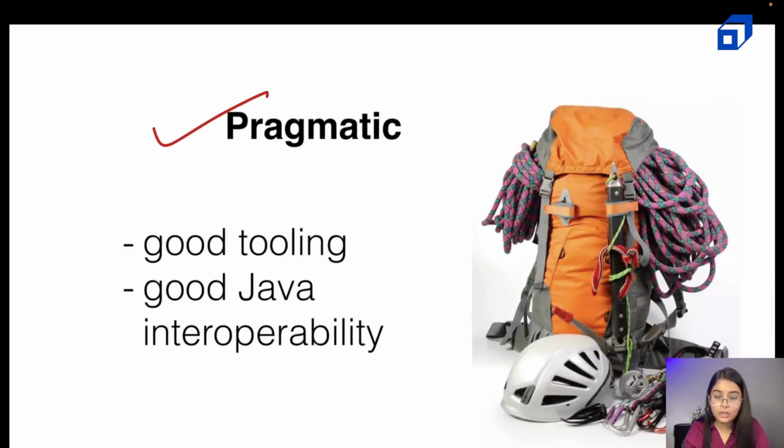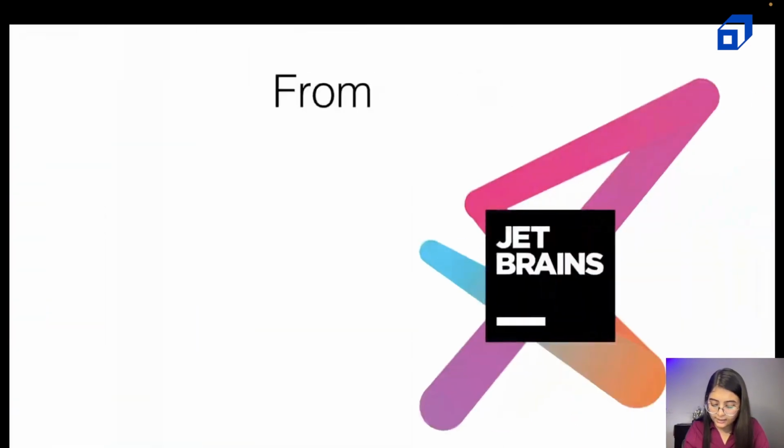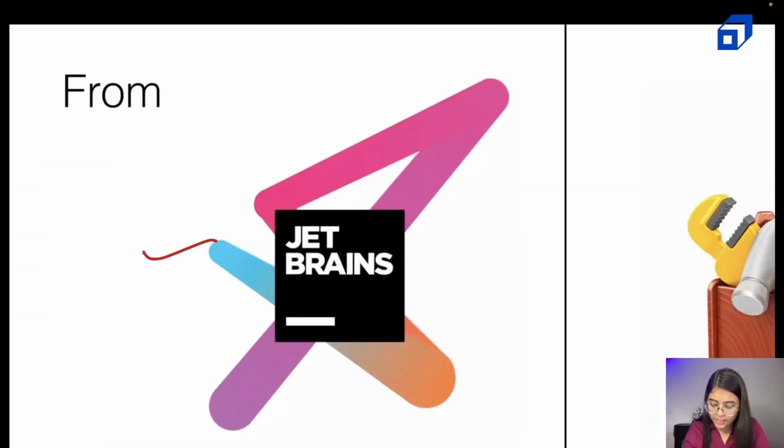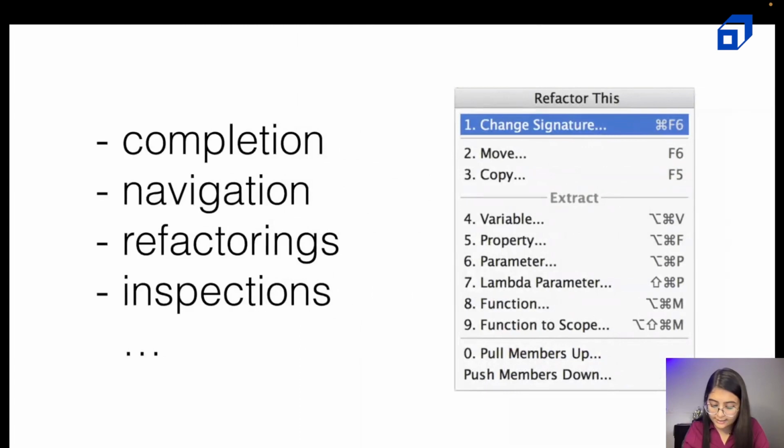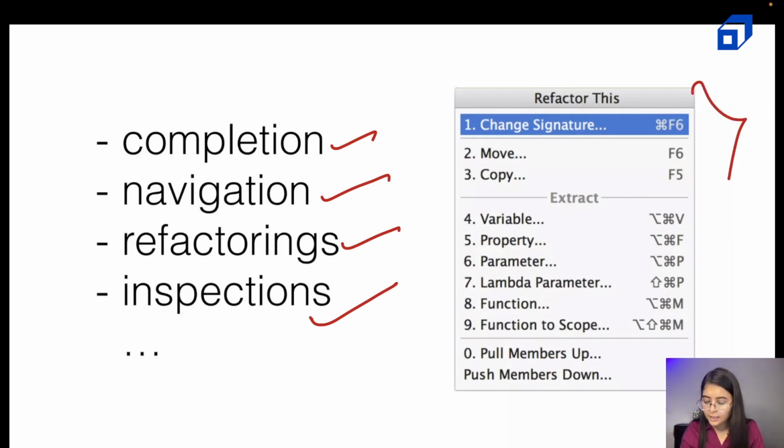I already told you that Kotlin is pragmatic, it has good tooling, and it is from JetBrains. Tooling like code completion, navigation, refactorings, inspection. All those features which are there for any industry standard programming language, you can get with Kotlin as well.